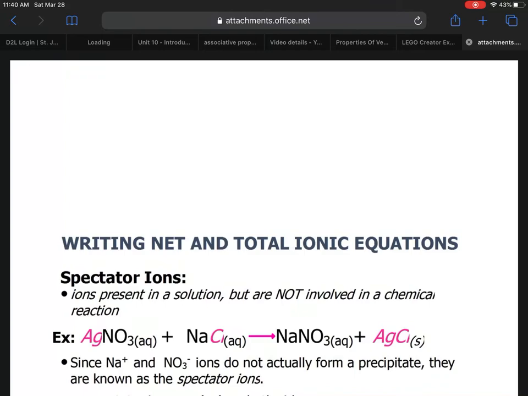Okay, hello. Again, this is Mrs. Todd, and this is the last lesson for the chemical reactions unit, apart from the elements and oxides worksheet that you should be working on at your own pace.